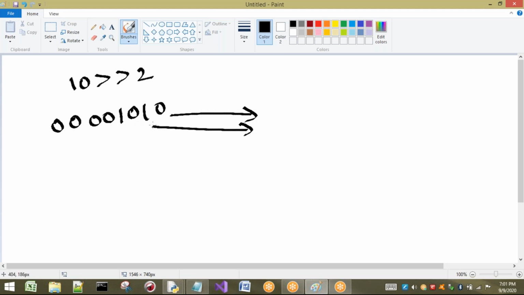So these 2 bits will go outside. All these bits will be shifted here. Now additionally 2 zeros are added. So what is the answer we got here?